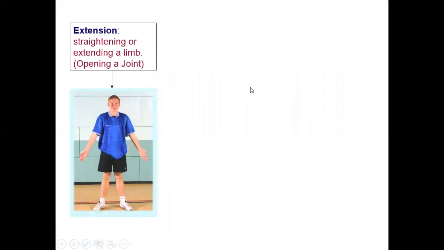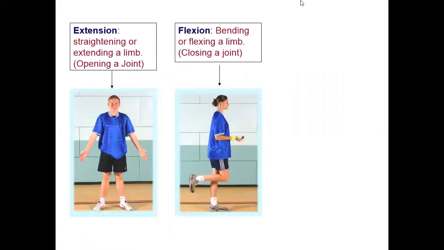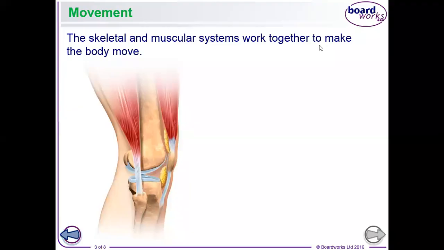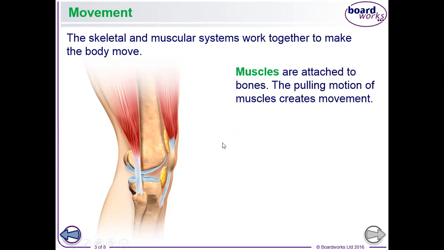Now, before we continue, here you have a movement. The skeletal and muscular system work together to move the body. It means a connection between the muscles and the bones makes it easy for you to move. Movement is never possible if there is no connection between the muscles and the bones. And also, we need to know the muscles are attached to the bones. The pulling motion of the muscles makes it move.